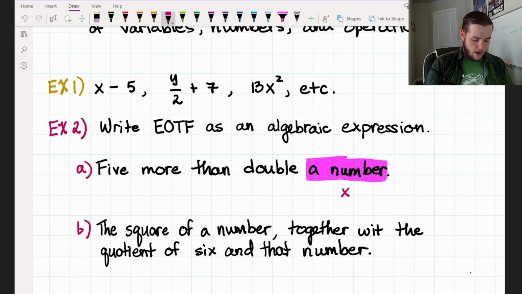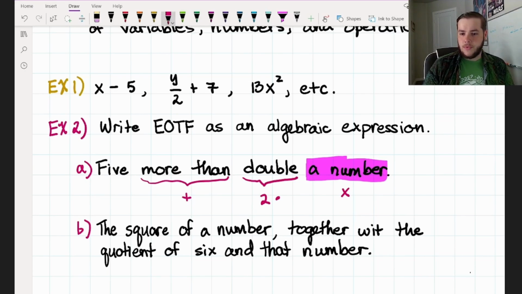Now, I'm trying to write an expression for 5 more than whatever double that number is. So "more than" typically means add. Double, we all know, is 2 times. And of course, 5, well, that's just the number 5. So all together now, that algebraic expression would be 5 plus 2x.